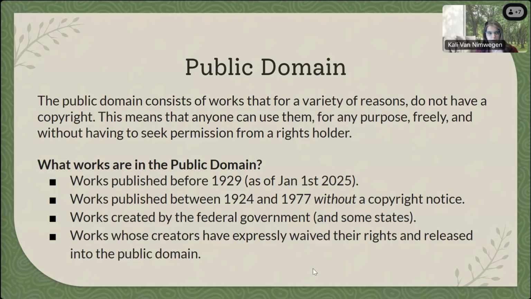Works whose authors have expressly waived their rights and released them into the public domain. Quite a few creators say, hey, take it, use it, do whatever you want with it. I'm waiving my rights. You can release it into the public domain, or you can license it as CC0, which means there's nothing that we have to do in order to use those works. So there are quite a few people who release things.